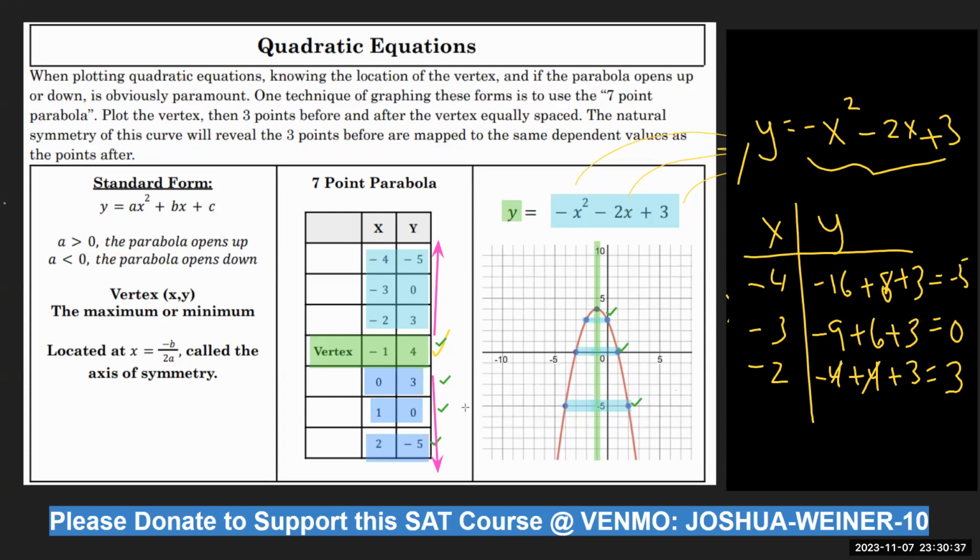Find the vertex point, plot 3 points to the right of the vertex, and then 3 points with the same step to the left of the vertex: just -1, then go skipping by 1s, -2, -3, -4. Okay, all right, so that is a good example for plotting quadratics quickly with the 7-point parabola.